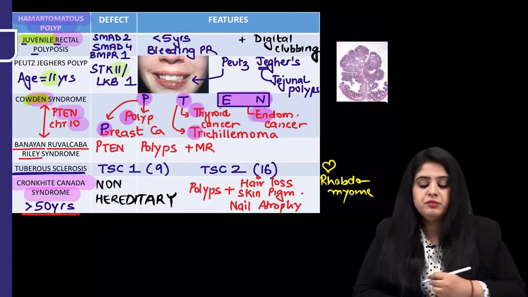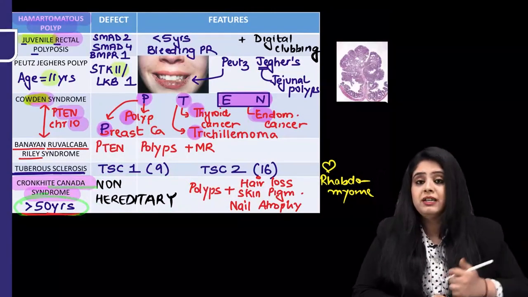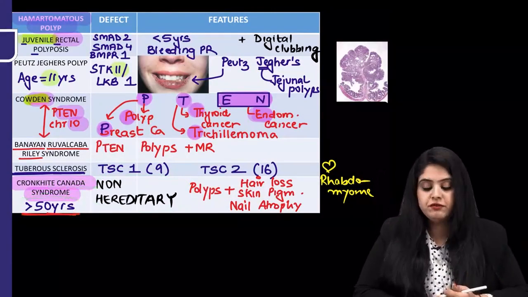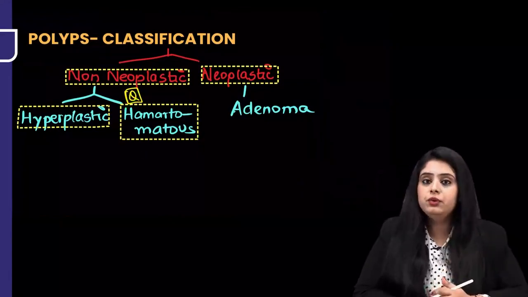Along with that, there are polyps. And this is not at all genetic, non-hereditary. So getting to Canada took many, many years. That is, above 50 years of age. These are all the hamartomatous polyps that I wanted you to know.